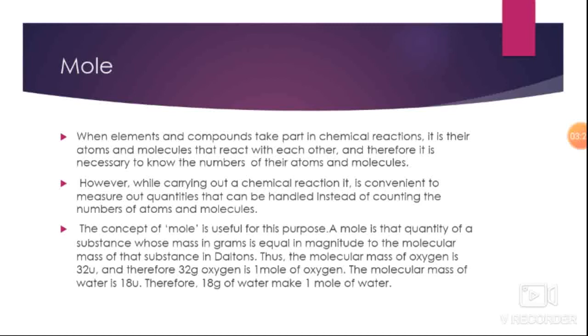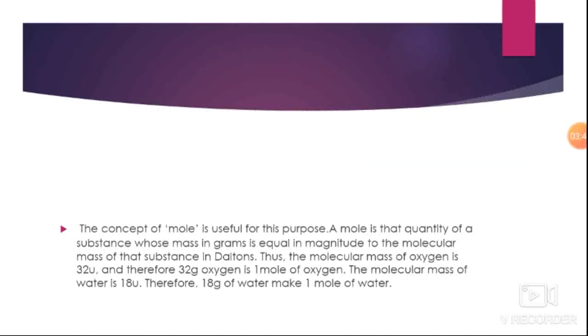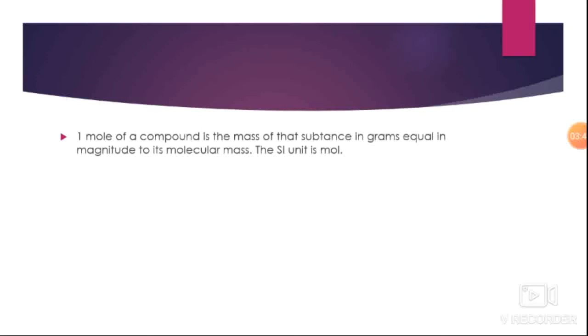The molecular mass of oxygen is 32 daltons, but 1 mole of oxygen is 32 grams. So instead of daltons, we are replacing it with grams. That is the mole, so that it is easier for us to count. That's why mole is used. 1 mole of a compound is the mass of that substance in grams, equal in magnitude to its molecular mass. Remember this.